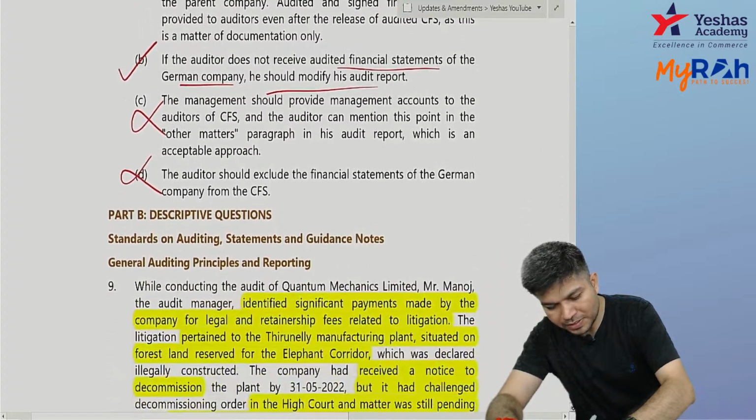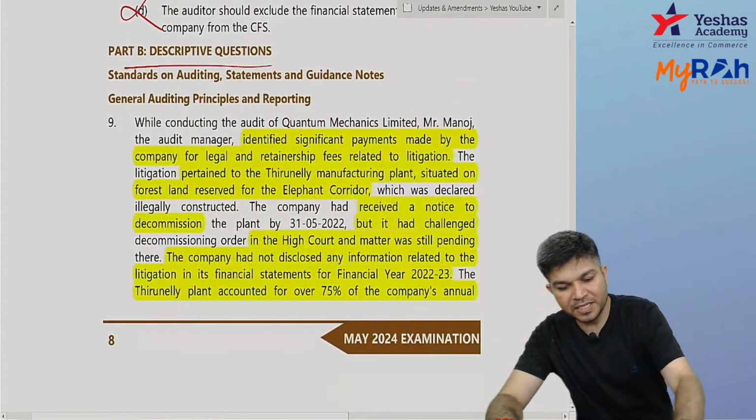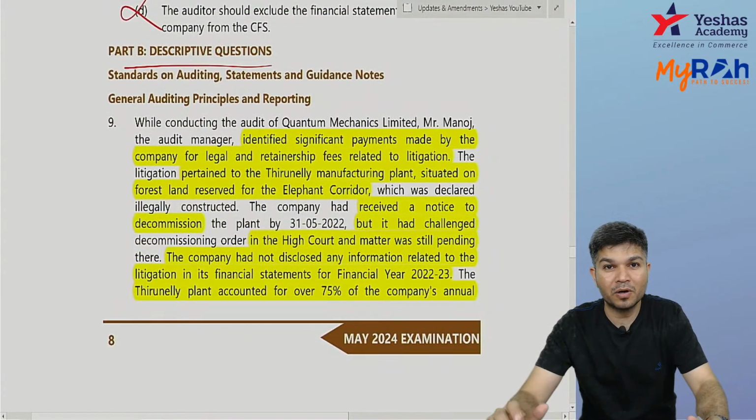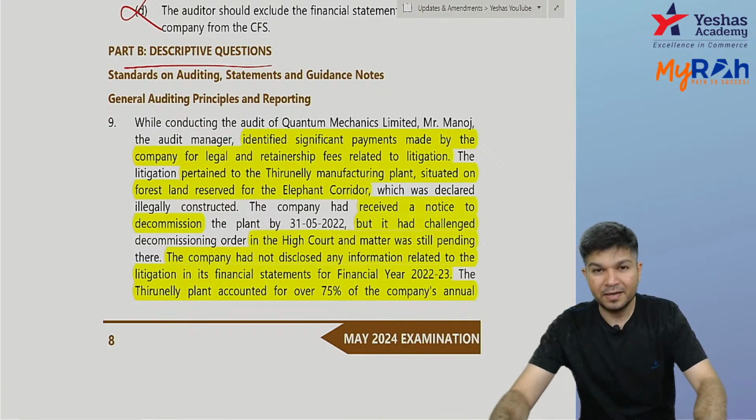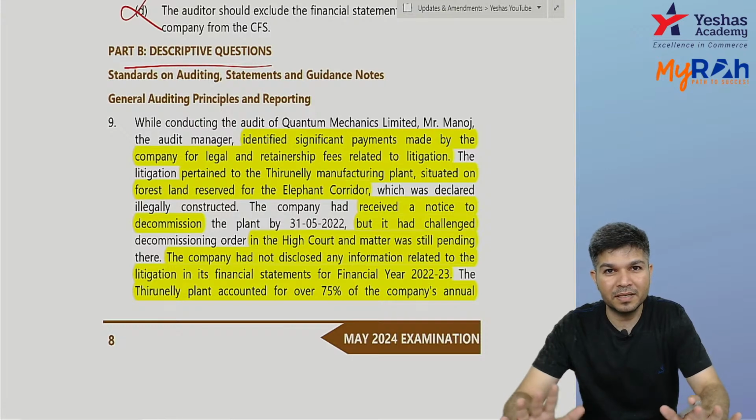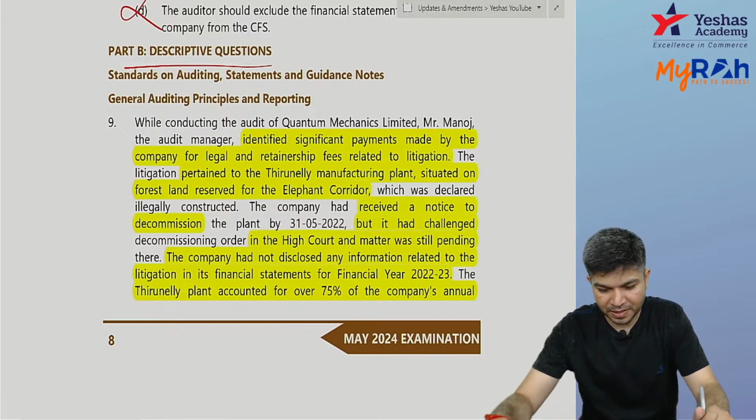Going to descriptive questions. Okay, so we did case-based MCQs as well as your individual MCQs. Now the descriptive questions. Things were very simple, nothing difficult basically in this paper. Let's see.